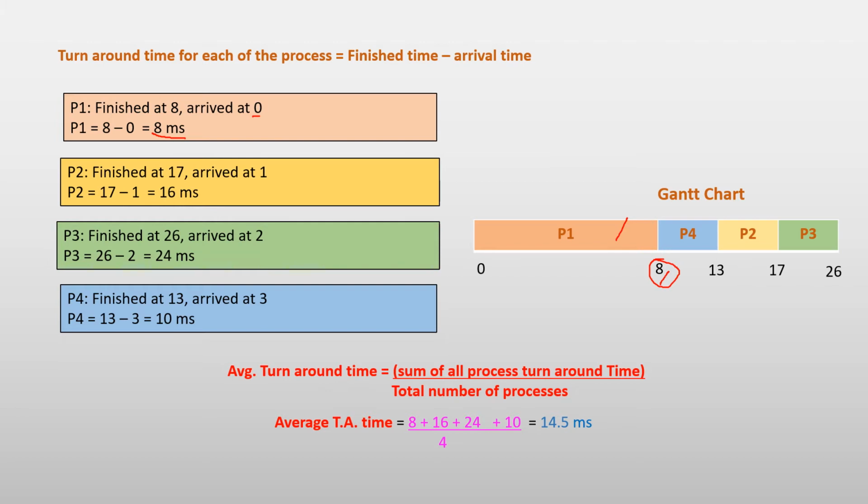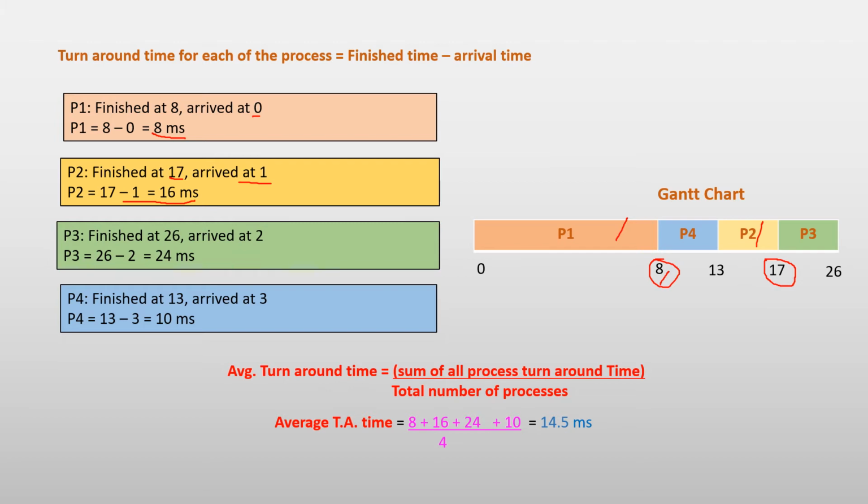P2 finished at 17 milliseconds. So if you see here, P2 is here and its finish time is here. It finished at 17 milliseconds and it arrived at 1 millisecond. So the total amount of time that it spent in the system was 16 milliseconds.